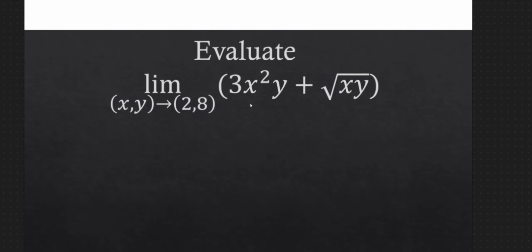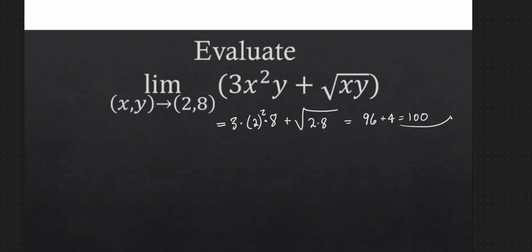So this limit is just, x is going to 2 and y is going to 8, so this will be 3 times 2 squared times 8 plus the square root of 2 times 8. So that's 12 times 8, that's 96, right? Plus the square root of 16, which is 4, and so we get 100 out. So the limit as we approach the point (2, 8) in the domain is 100.